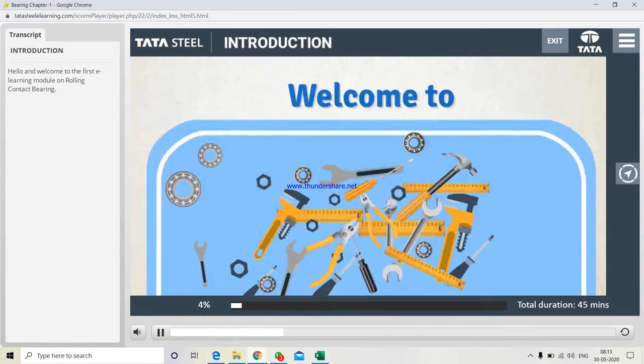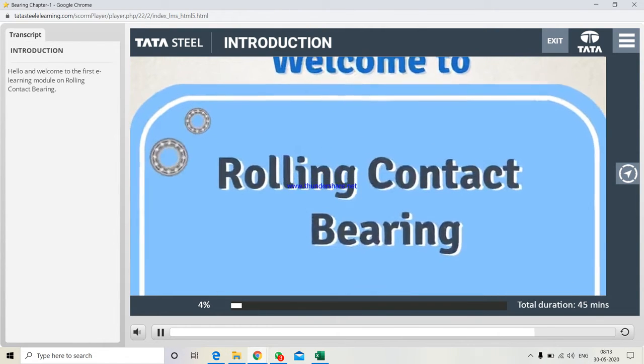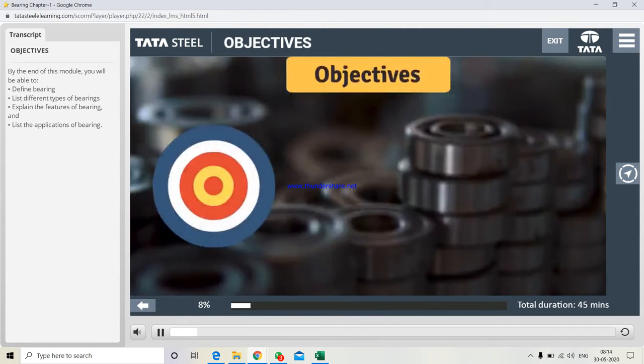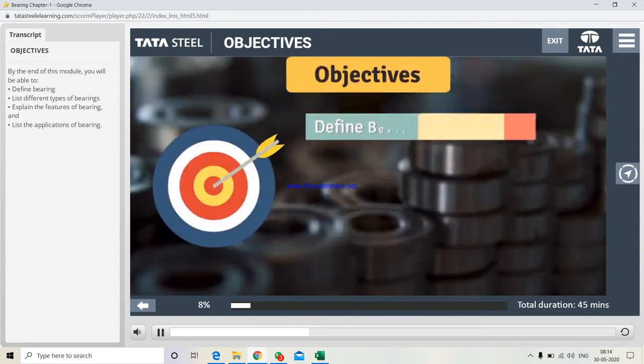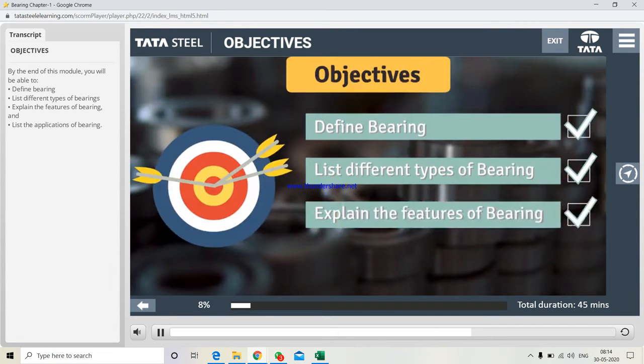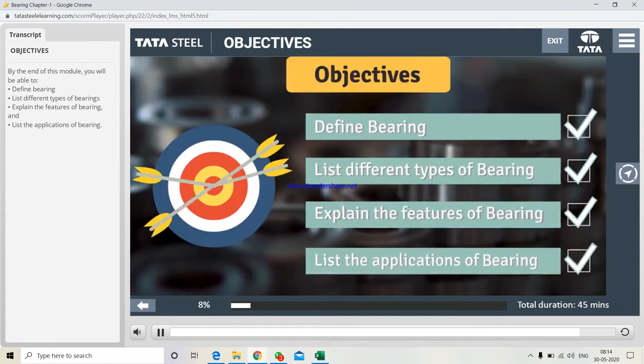Hello and welcome to the first e-learning module on rolling contact bearing. By the end of this module, you will be able to define bearing, list different types of bearing, explain the features of bearing, and list the applications of bearing.